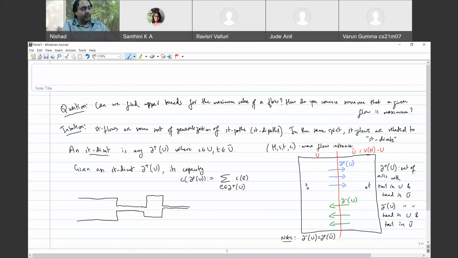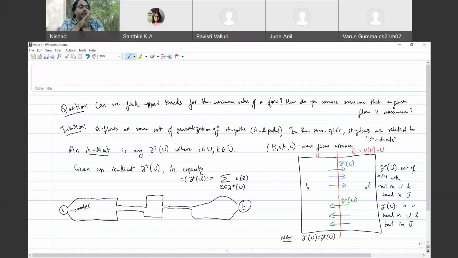And you're trying to send flow from the source here. So let's say, and let's make it bigger again. Right? Let's say you're trying to literally flow water from S to T. Right?